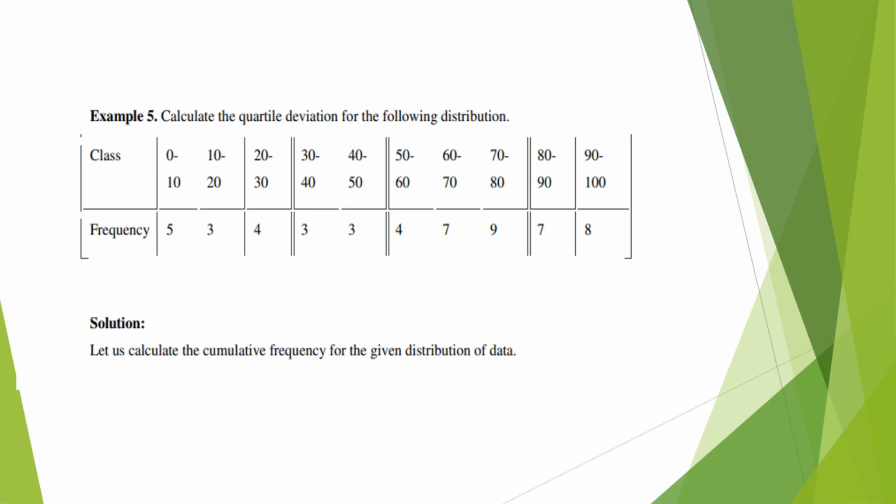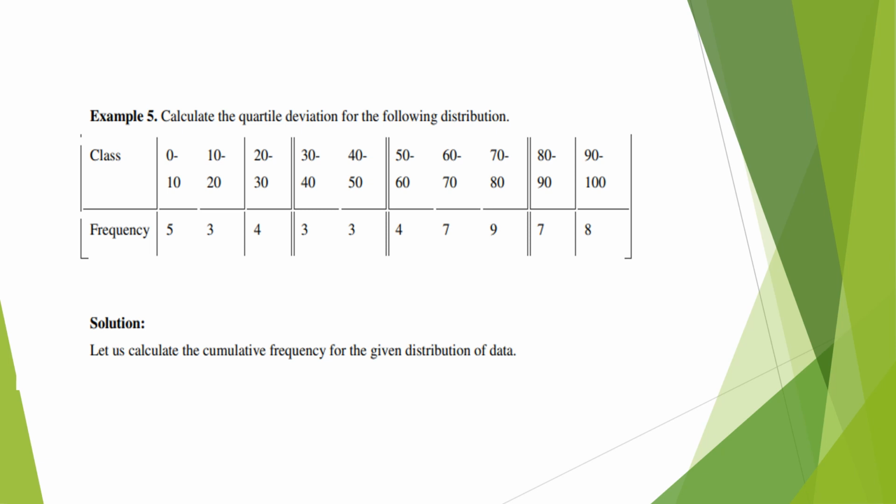Next example is to calculate the quartile deviation for the following distribution. The class intervals are given: 0 to 10, 10 to 20, 20 to 30, 30 to 40, 40 to 50, 50 to 60, 60 to 70, 70 to 80, 80 to 90, 90 to 100. The frequencies are 5, 3, 4, 3, 3, 4, 7, 9, 7, 8.